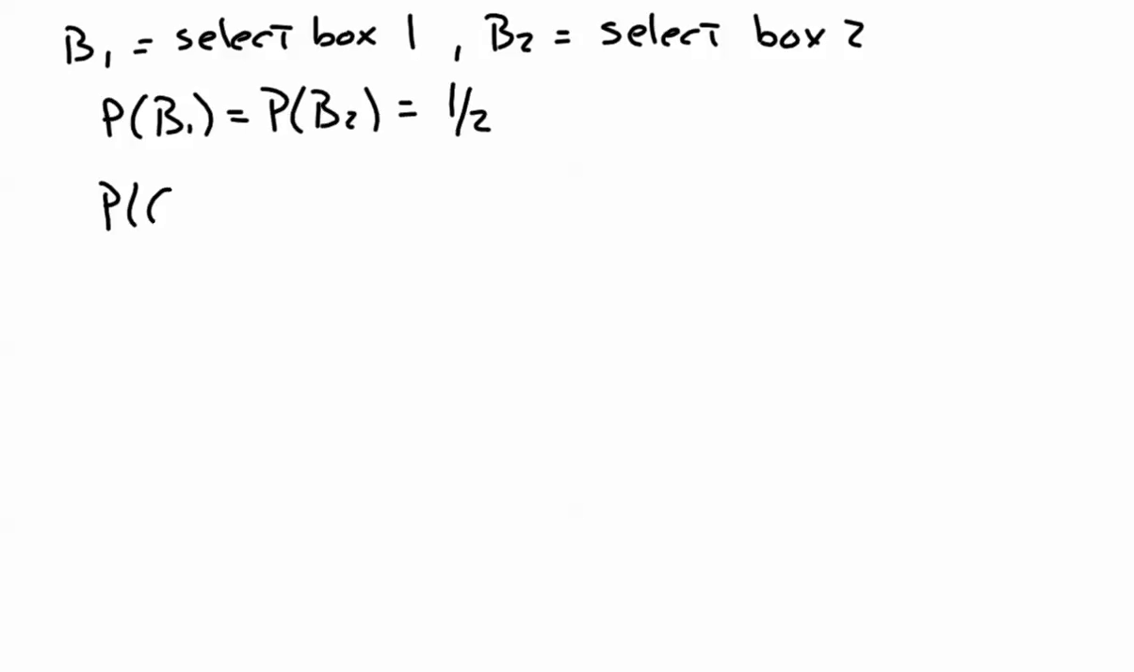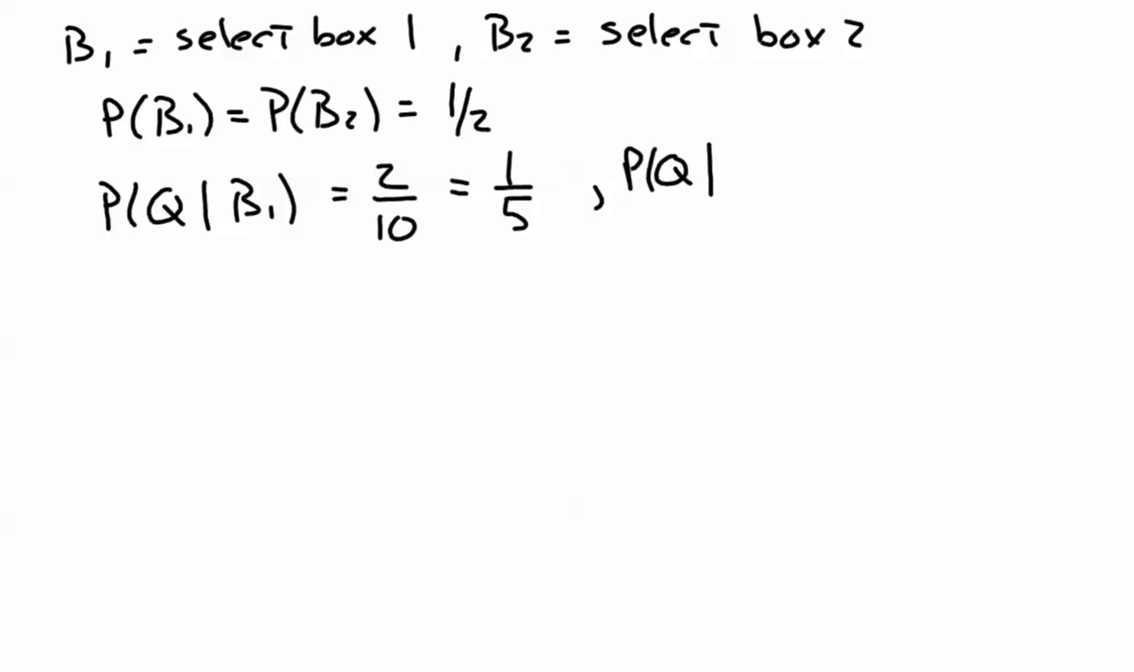The probability that I then pick a quarter, if I choose box 1, is 2 chances out of 10, or 1/5. And the probability that I pick a quarter, given that I picked box 2, is 20 chances out of 25, or 4/5.